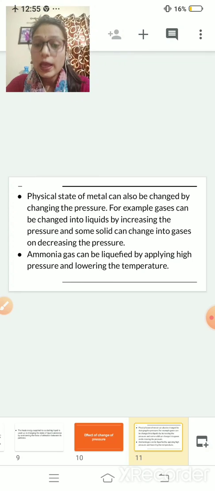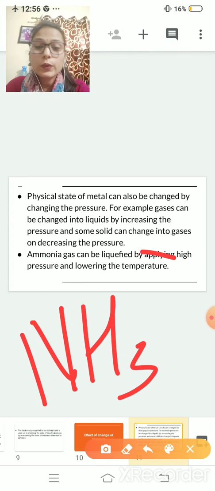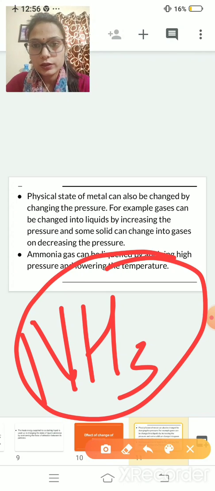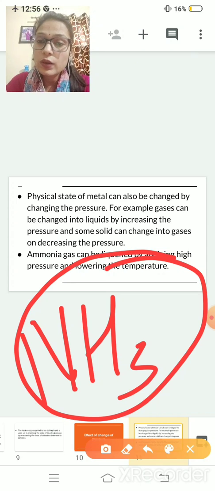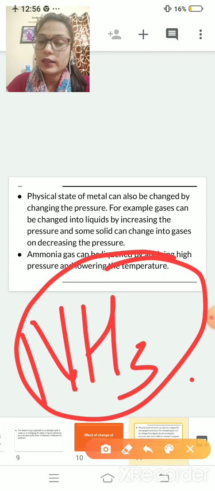Now there are some examples. Ammonia gas can be liquefied. What is the formula of ammonia? It is NH3. So it is a gas. If you increase the pressure, the particles of ammonia come close to each other. If they come close to each other, the force of attraction between the particles becomes more, and the space between the particles becomes less, and this is a property of which state of matter? This is a property of liquid. So like this, you can convert ammonia into liquid. Clear? By increasing the pressure and lowering the temperature.